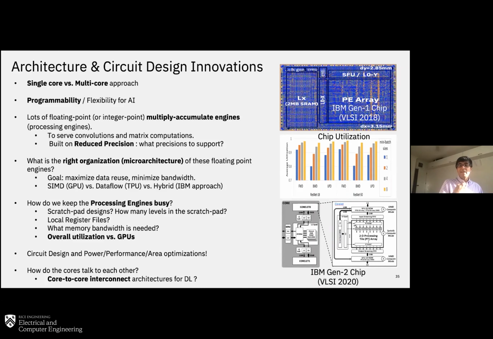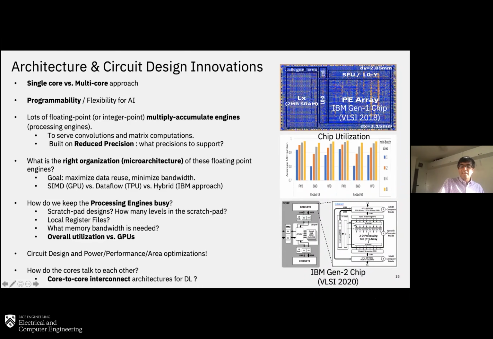It's typically in the range of 20% or so. So how do you build hardware that has very high utilization, typically in the 50 to 60% range, and how do we go forward from that? And obviously, a lot of this combines with circuit design and power performance optimizations.